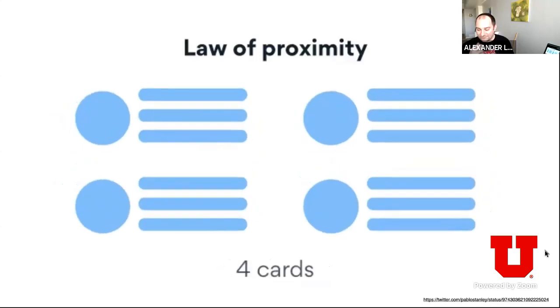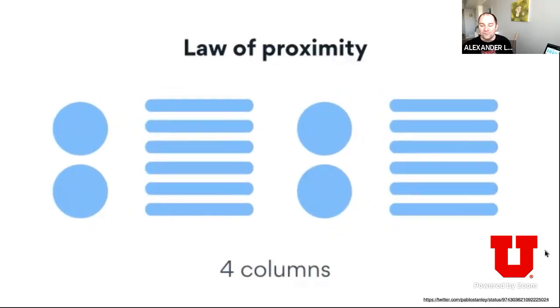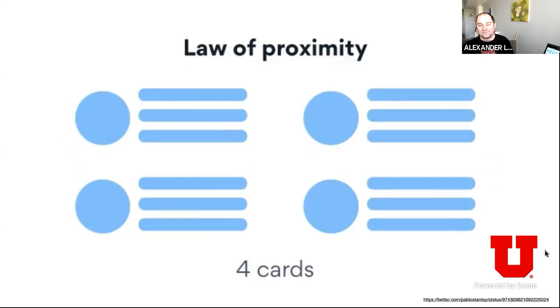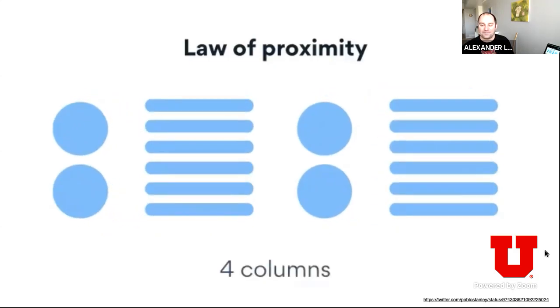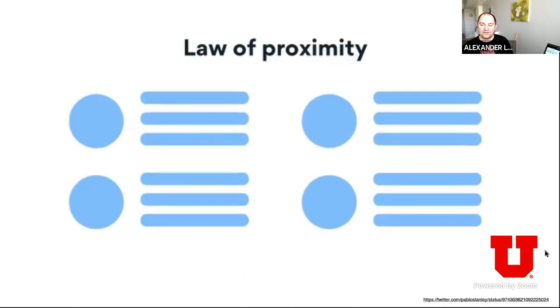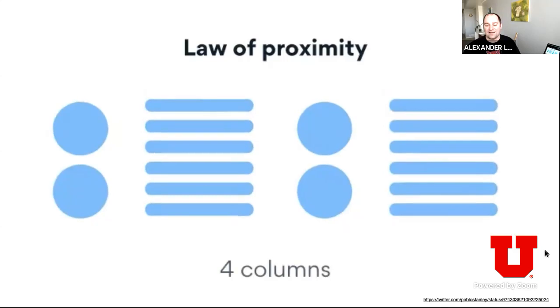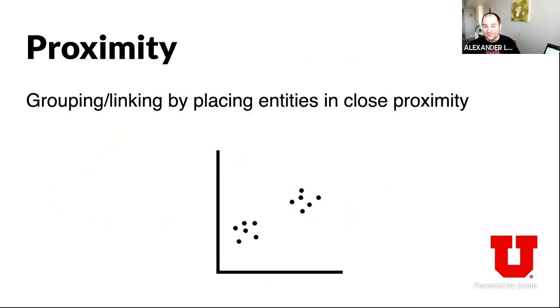So here is an animation that you could use for layout. These are two different approaches to how you can play with proximity to group things in different ways. And this is something very important when you design layouts. You can group data items by placing entities in close proximity. This is essentially what we do when we use dimensionality reduction algorithms like PCA or MDS or t-SNE or anything like that. We are encoding similarity by proximity.